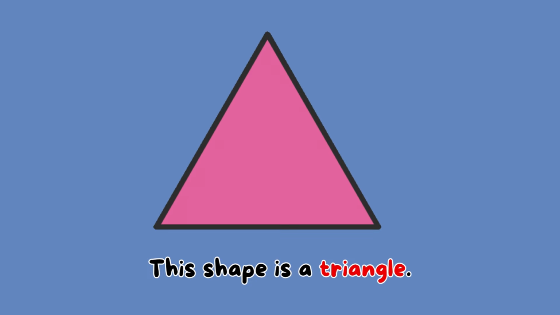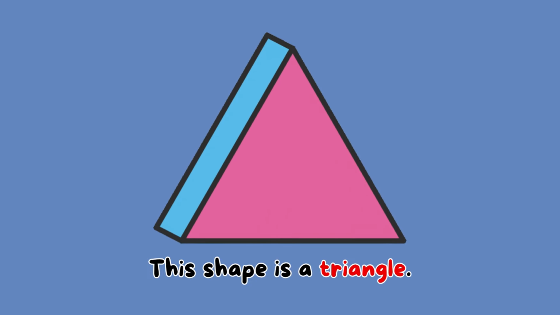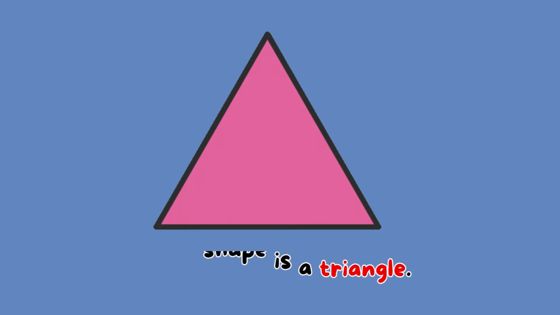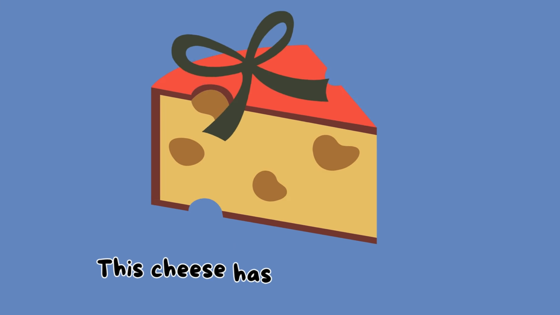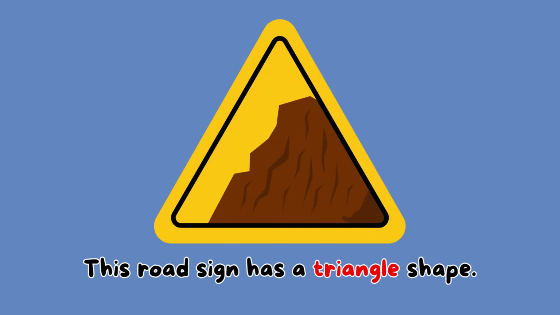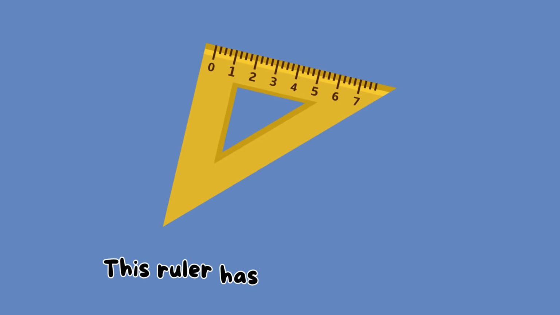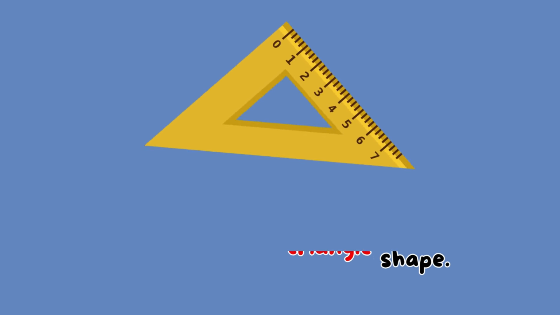This shape is a triangle. This pizza has a triangle shape. This cheese has a triangle shape. This road sign has a triangle shape. This ruler has a triangle shape.